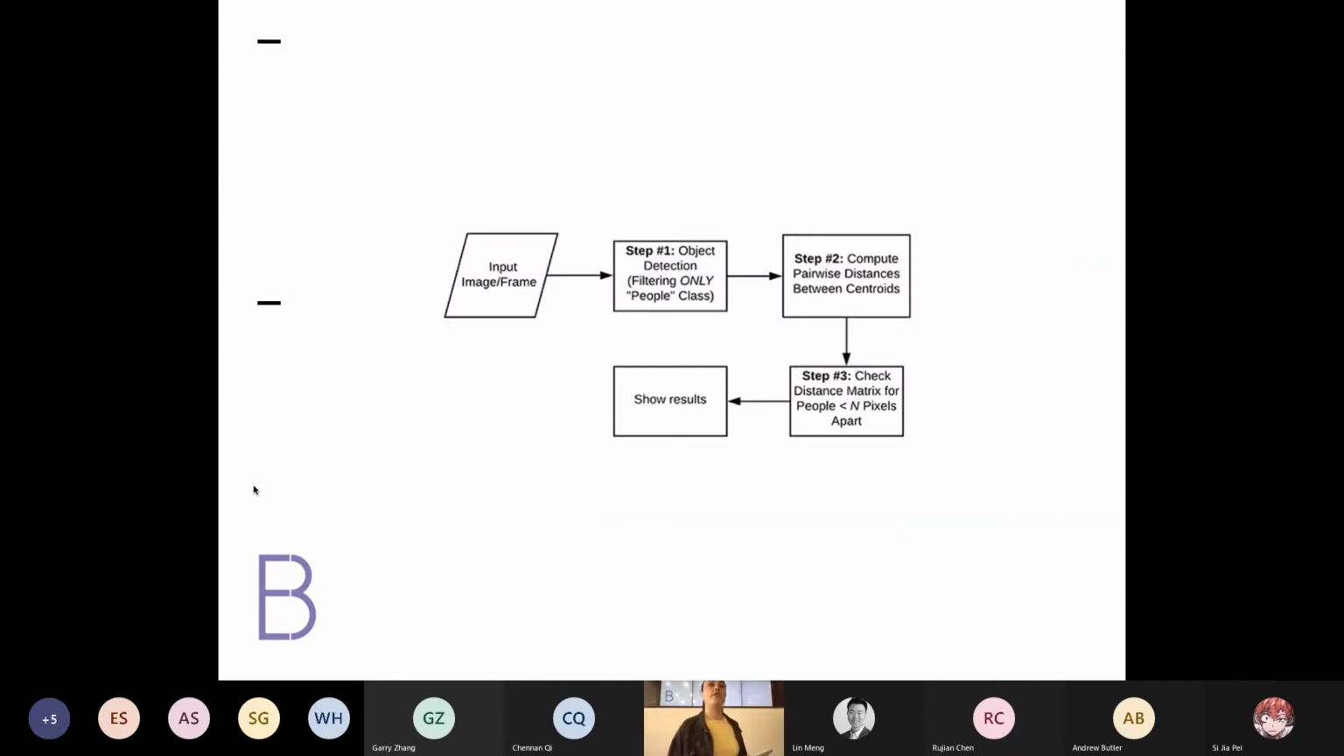And next is the workflow for the script development. So this included applying object detection to identify all people within the video frame, computing the Euclidean distance between all detected people, and then based on these distances, checking to see if any two people are less than n pixels apart.